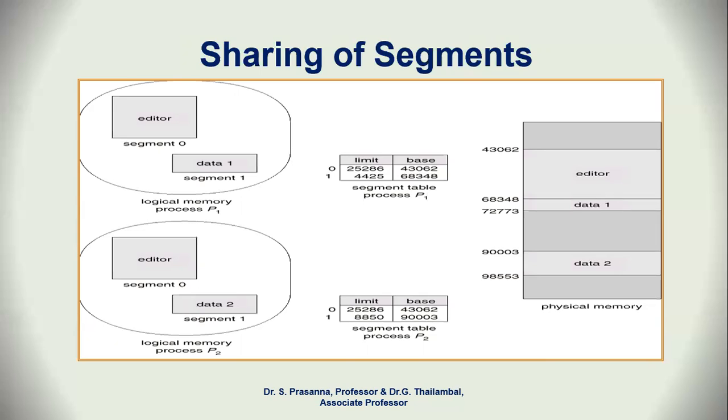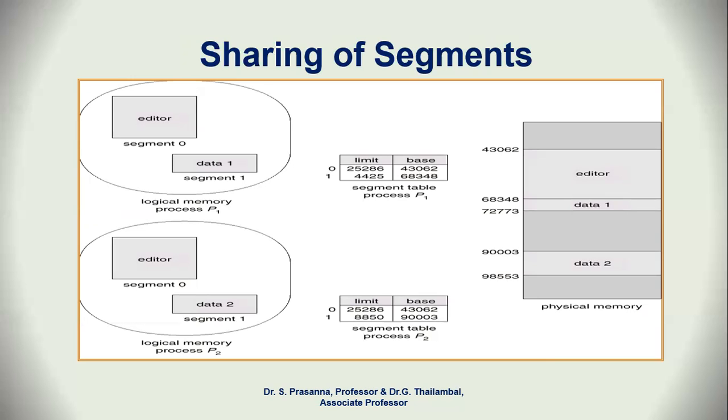So when you see the segment register, you can see the base address of the editor is 43,062. You can see that same base address for both process P1 and P2, and the limit, that is the total number of lines in the editor, is 25,286. When you add 43,062 plus 25,286, you will get the final address, 68,348, where the editor ends.